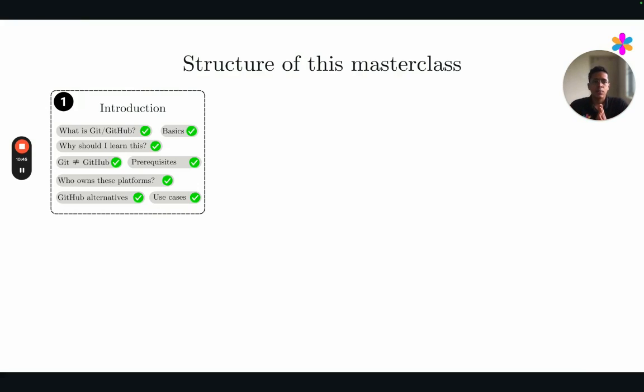You will understand what prerequisites you might need if you are taking a deep dive into Git or GitHub. You will learn about who owns these platforms. Are these software? Are these websites? Are these frameworks? You will learn about that. And also you will learn about some alternate options. If you don't want to use Git or GitHub, what are some other options?